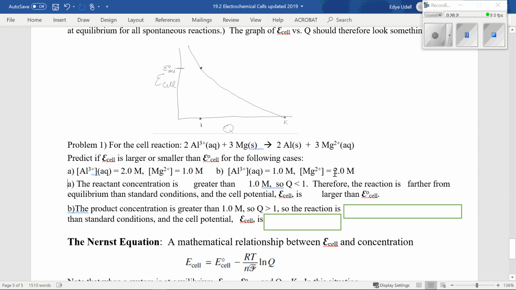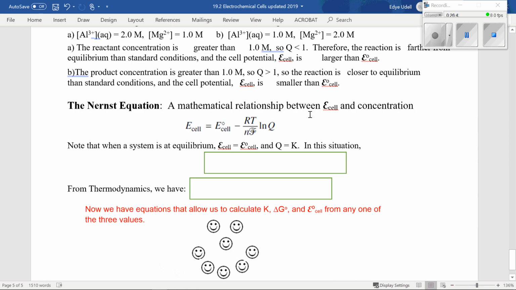Let's look at B. We increased the product concentration. So now Q is greater than 1. The reaction is closer to equilibrium, and the cell potential is smaller than E cell. As we move toward equilibrium, the cell potential decreases.